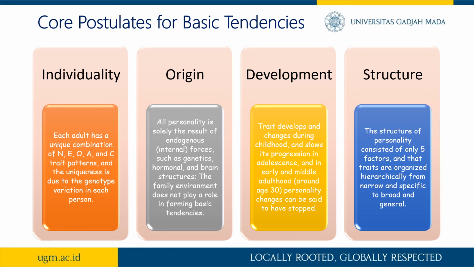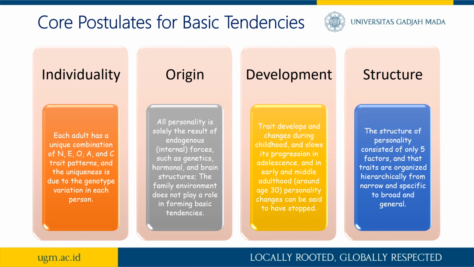So if we compare between ourselves and our friends or other people, we will have different combinations. Someone might be moderate in N, but high in E and low in O, and moderate in A, high in C, and other people might have different patterns. So it's very unique. Basic tendencies are the unique component, or if we want to say it in Carol's words, the unique traits of our personality.